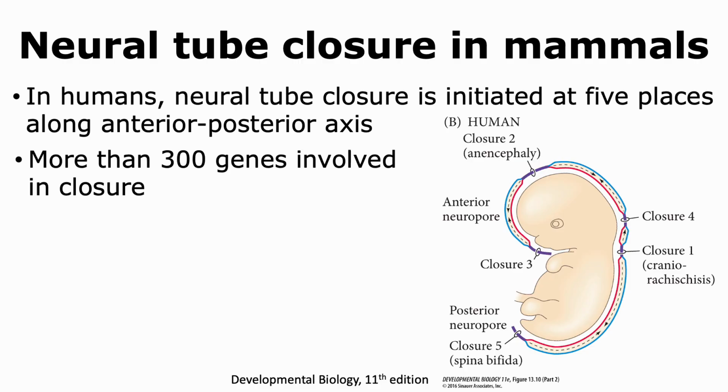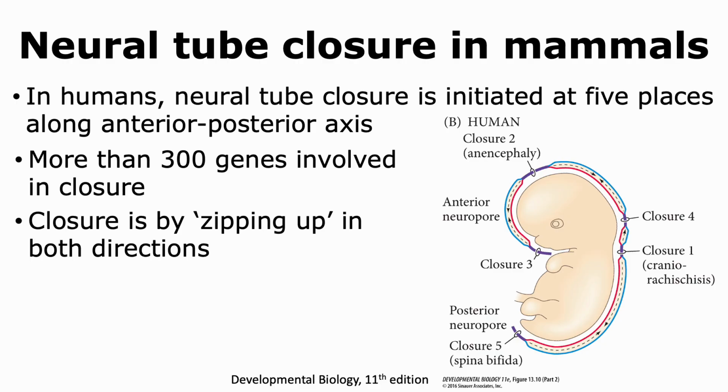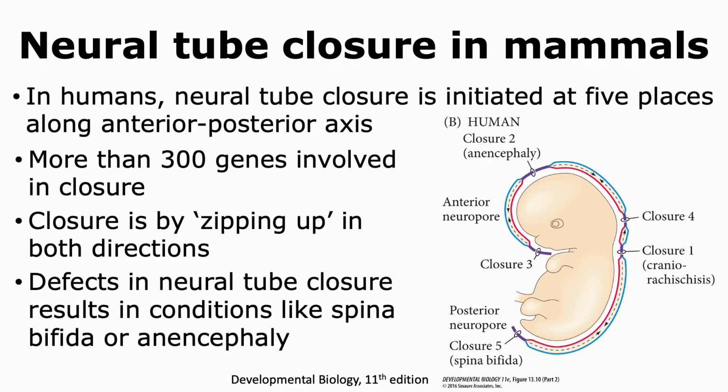There are many genes that are involved in neural tube closure, and right now we know that there are more than 300 of them. Now, to look at the mechanism of how neural tube closure occurs, it's usually by a zipping up mechanism that occurs in both directions. So this specific URL will take you to a video where you can actually see this zipping up effect occurring.